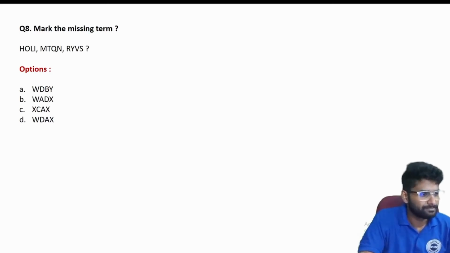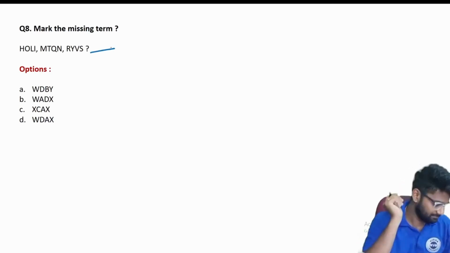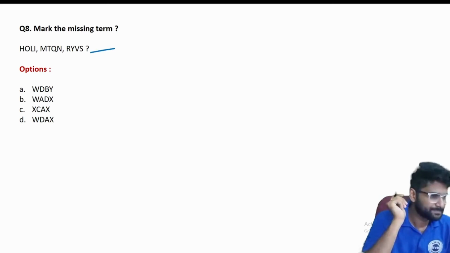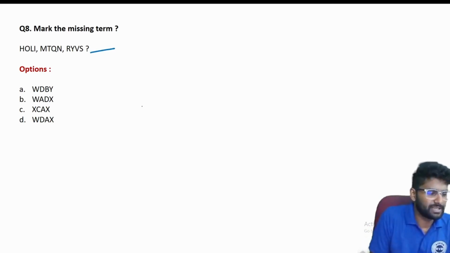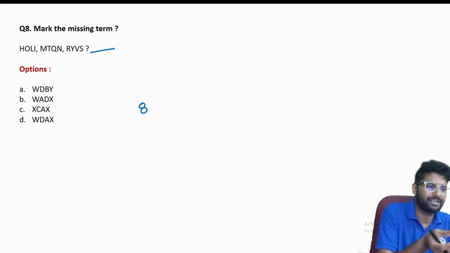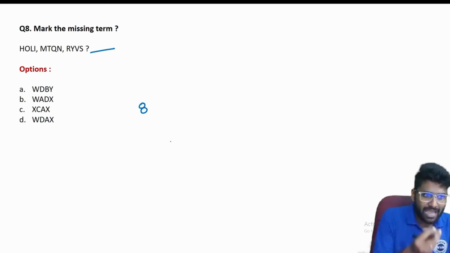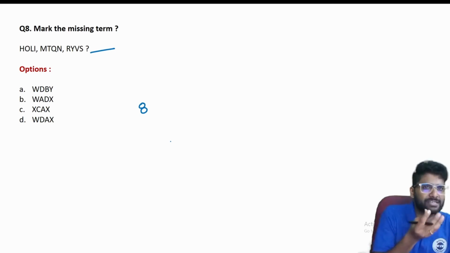Next one. So you just tell me what can be the next number. Mark the missing term. Let me tell you, just try to understand the alphabetical positions, guys. If you remember that, you can definitely get 2 to 4 marks from alphabetical series, alphabetical analogy, or coding and decoding. So try to remember all the alphabetical positions.